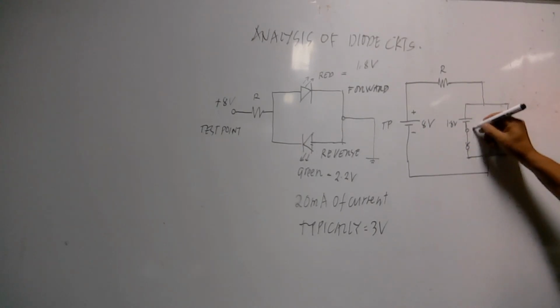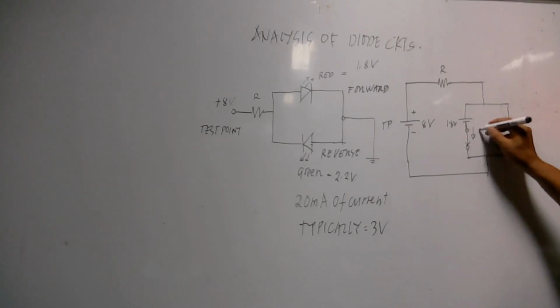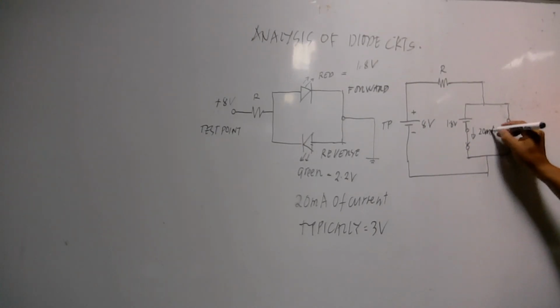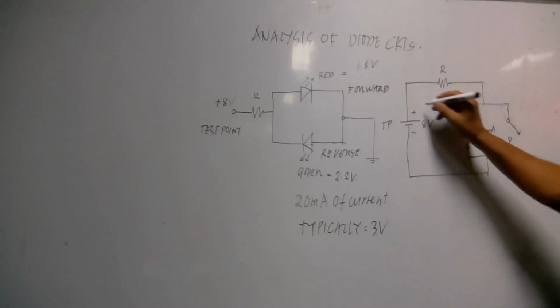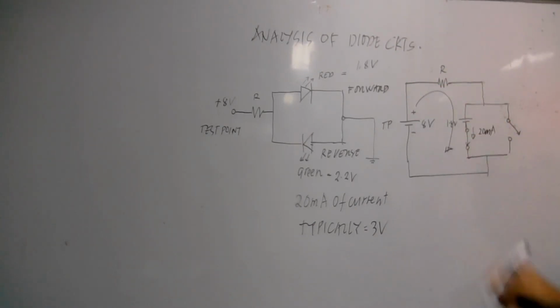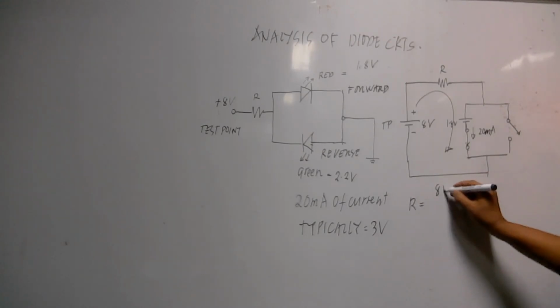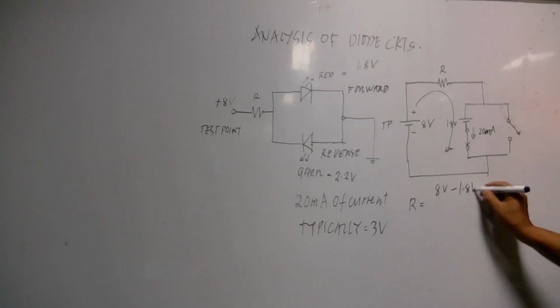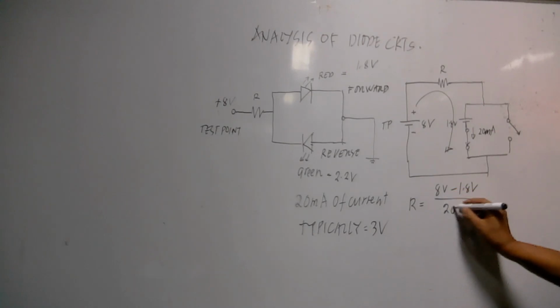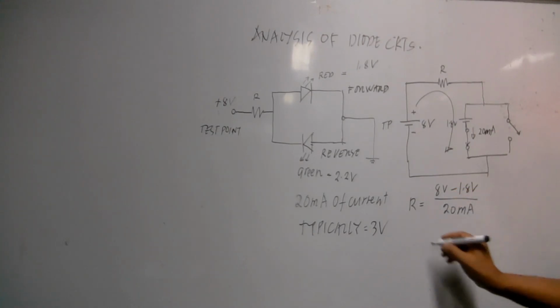Since the required current that will pass through our LED is equal to 20 milliampere, and this is but a simple series circuit, then the resistance will be 8 volts minus 1.8 volts over 20 milliampere.